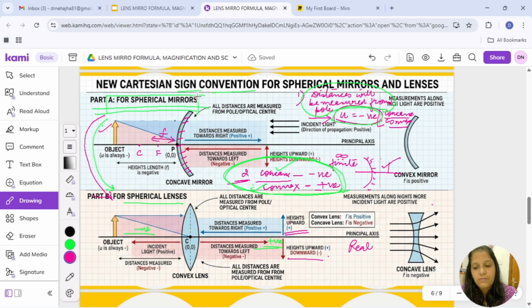Suppose a real inverted image is forming, and the magnification given to you is 4. So what numerical value and sign are you going to use in the question? -4, because it is real and inverted. That means below the axis. If the image is forming above the axis, we will take h as positive, and if the image is forming below the axis, then we take it as negative. Or you can say that virtual images always go positive, and real and inverted images go negative.